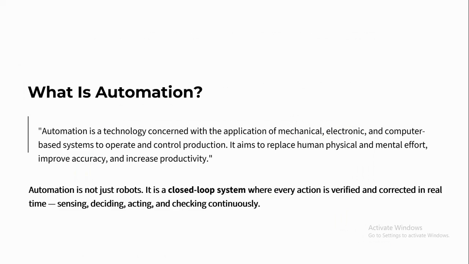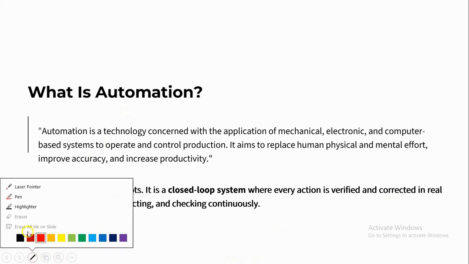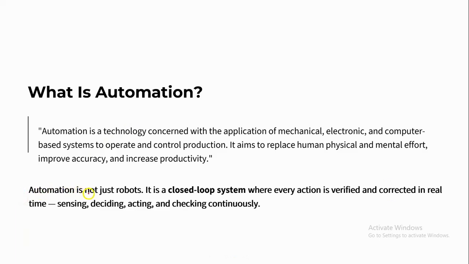I hope all of you know automation is a technology concerned with the application of mechanical, electronic and computer-based systems to operate and control production. The main aim of automation is to replace or reduce the human physical and mental effort. For what purpose? To improve accuracy and productivity. So we can say that automation is not just robots.